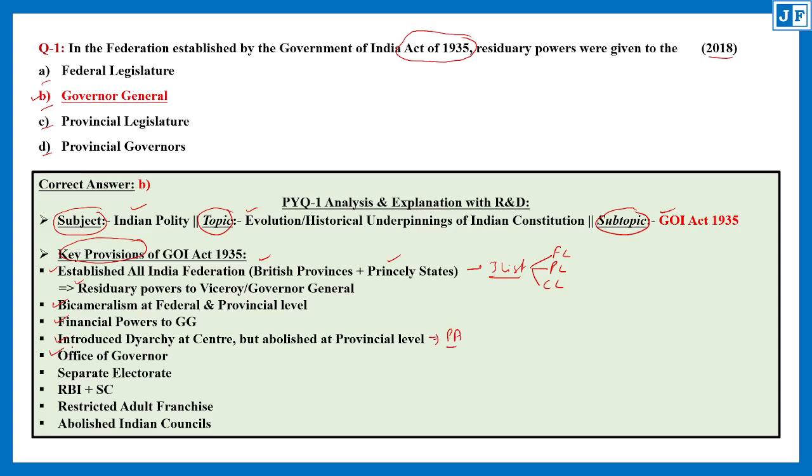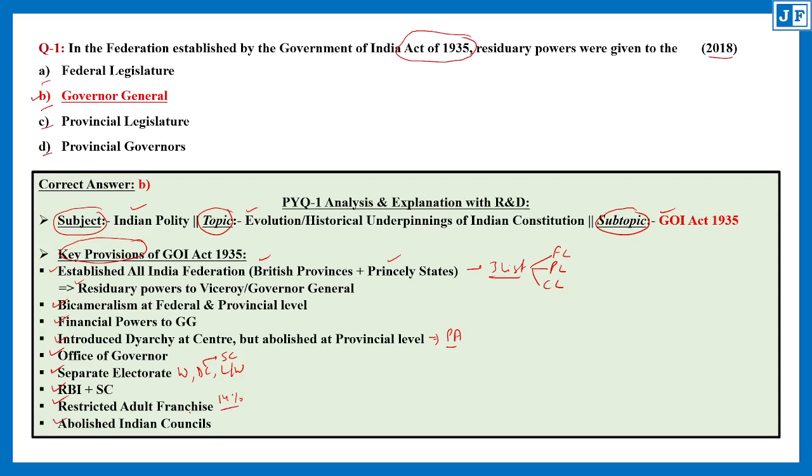The office of Governor was also set up. He was to be appointed by the center and he was responsible to the center only. Separate electorates were extended to women, depressed classes, and labor or working class. Depressed classes came to be called Scheduled Classes. It also established the RBI and the Federal Court. It restricted the adult franchise to only 14% of the adult population.